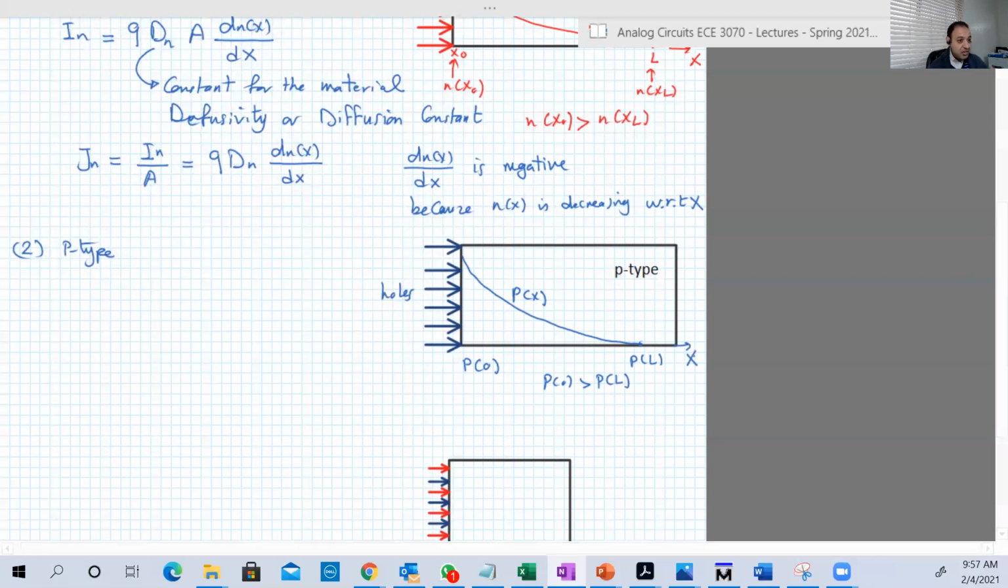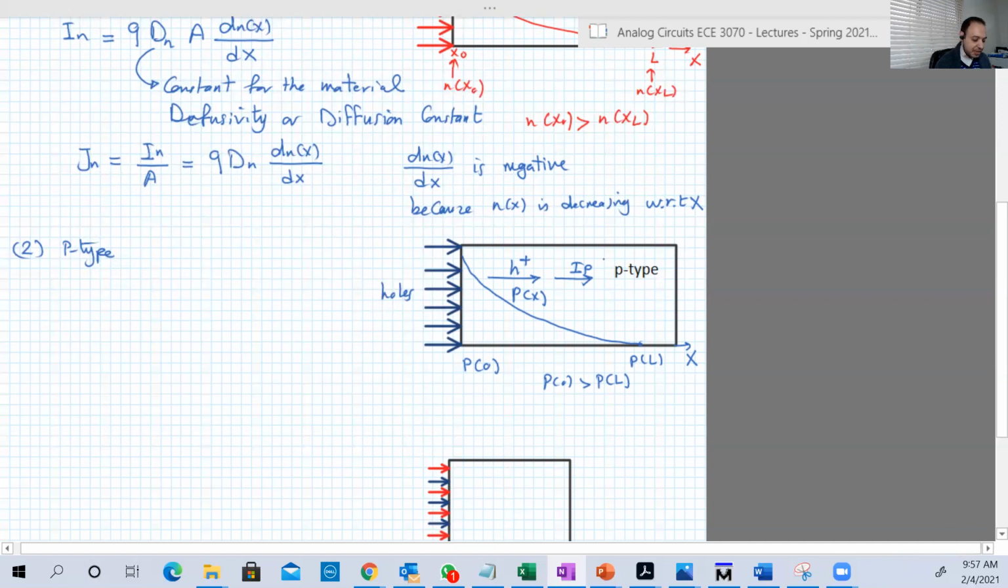So once there is an area with higher density of holes than another area, then holes will move from the high density area to the low density area, and that would create a current, and this current now is in the direction of holes. It's not opposite, it's in the direction of holes.